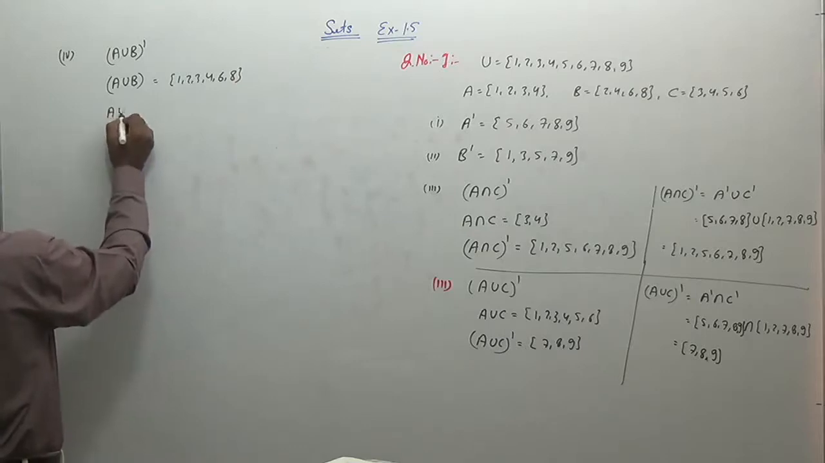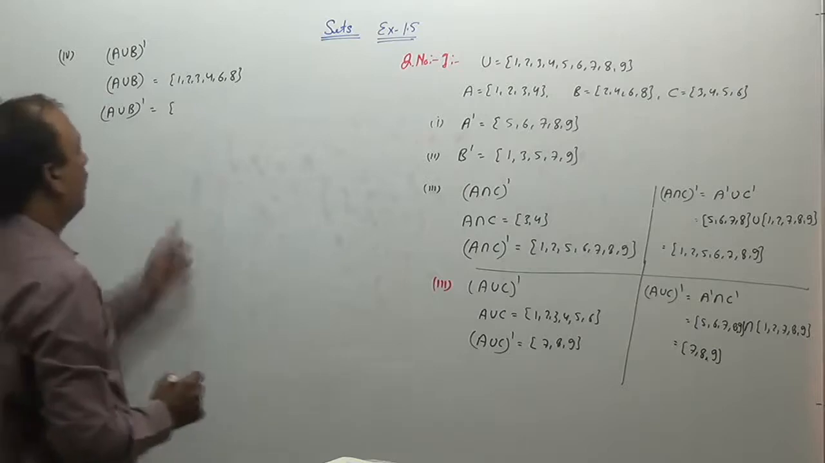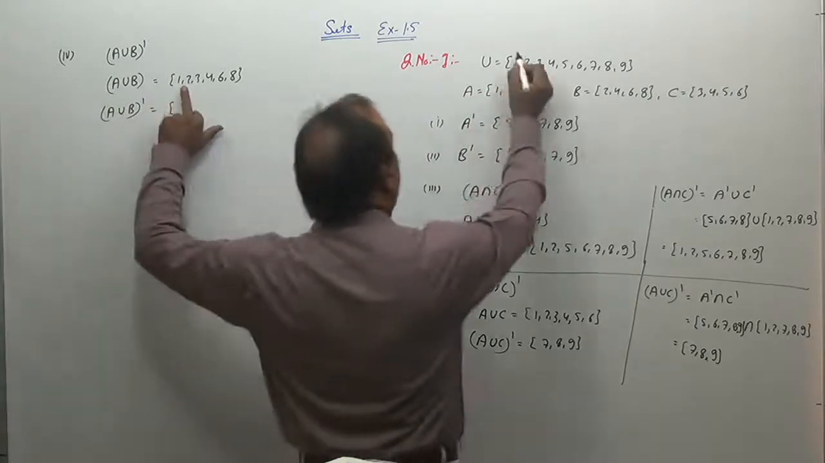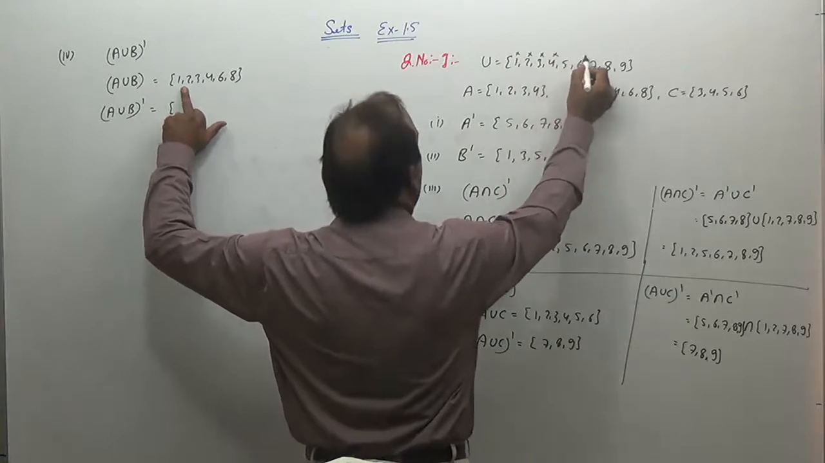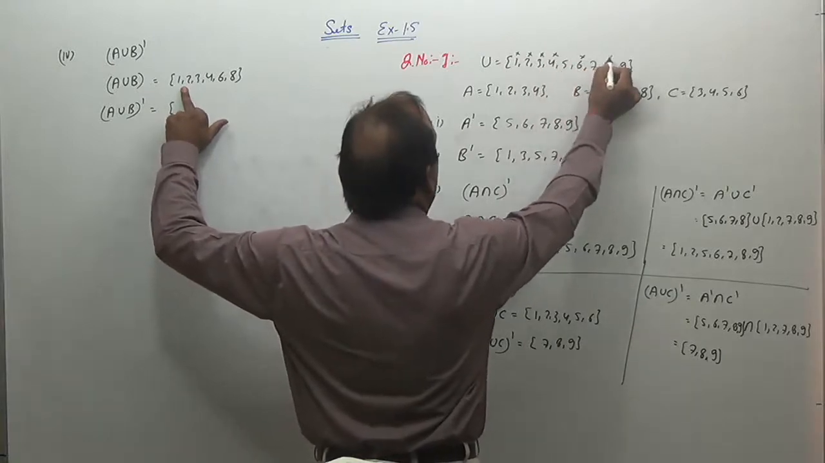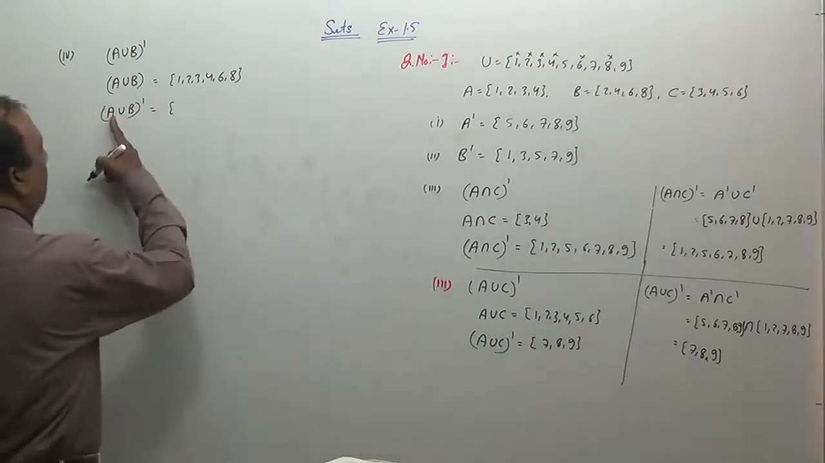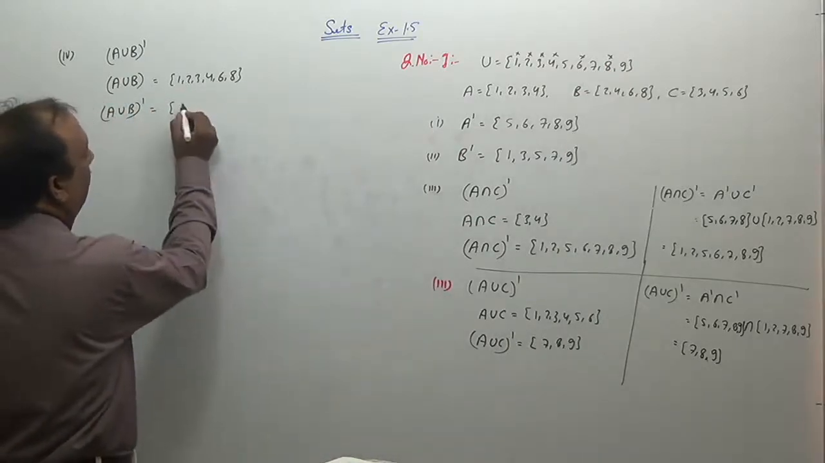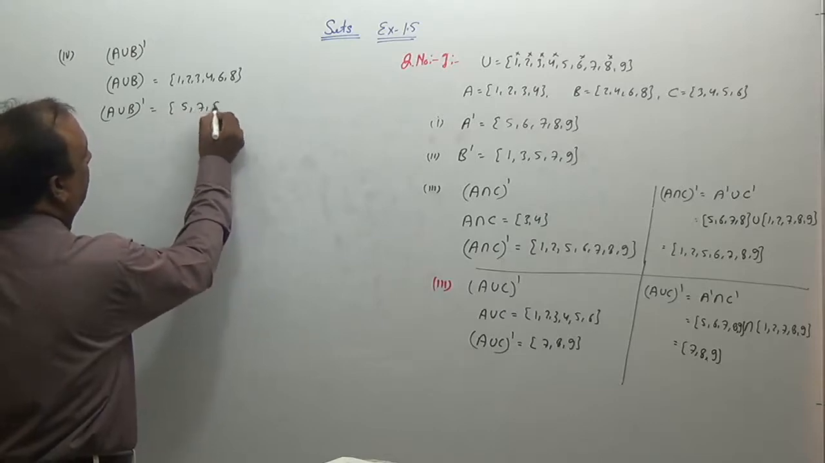After that we calculate the A union B complement. In the universal set, excluding the elements 1, 2, 3, 4, 6 and 8, the remaining elements of the universal set form the A union B complement. So A union B complement contains 5, 7 and 9.